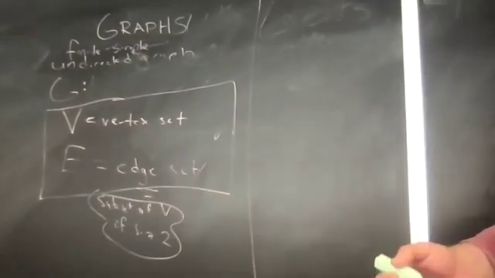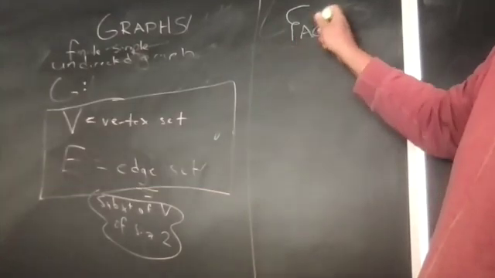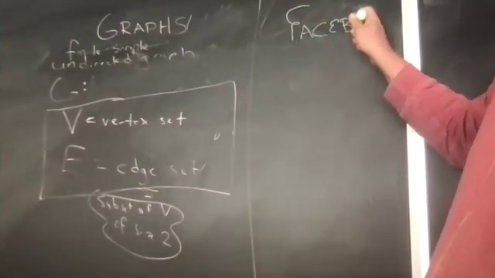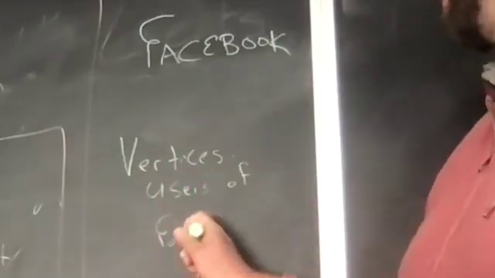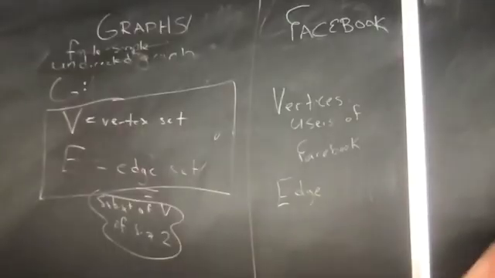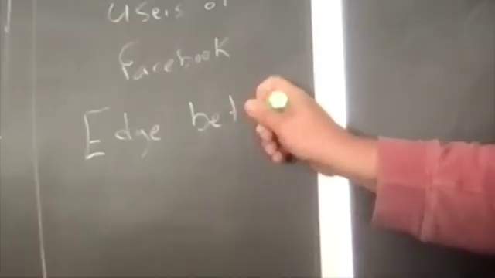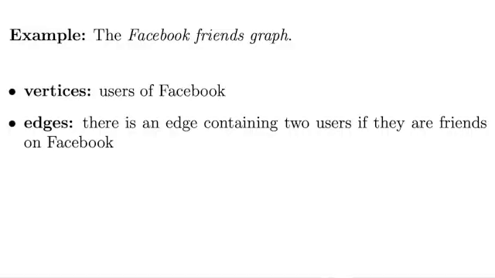For instance, there is the Facebook friends graph. The vertices of the Facebook friends graph are the users of Facebook. And there is an edge between two users if they are friends on Facebook. And this gives us a structure that we can look at. This is a basic example. Social network analysis is a cool application of graph theory.